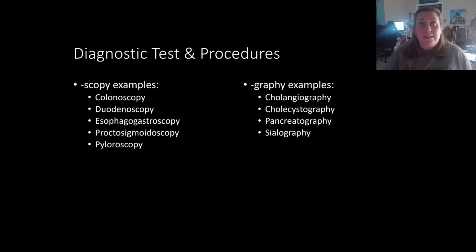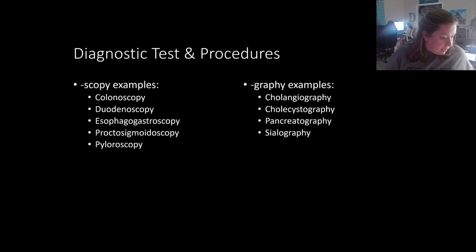All right, so now let's look at some of the diagnostic tests and procedures that are going to take place with the actual digestive system. And we do see that you have the Scopy examples and the Graphy examples. All right, so if we look at the Scopy, we see colonoscopy, and a colonoscopy is a visual examination of the colon. All right, and so they're going to use a camera going up into the colon and be able to take a look. You also see that it could be a duodenoscopy, which is going to be an endoscope where they go down into the intestine and look at the duodenum.